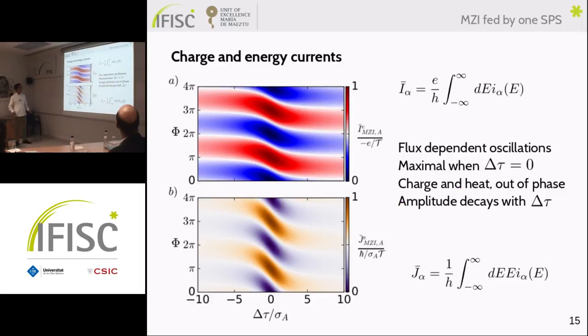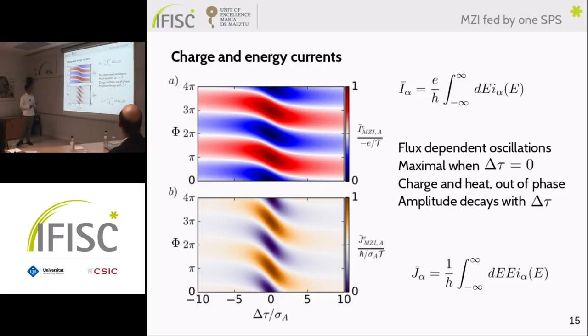And this has as a consequence then that in the charge and energy current, which can be obtained from this spectral current, we find oscillations with the magnetic field. And now these oscillations decay with the detuning of the two arms on a scale given by the length of the emitted electrons.